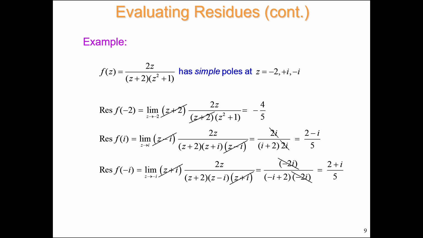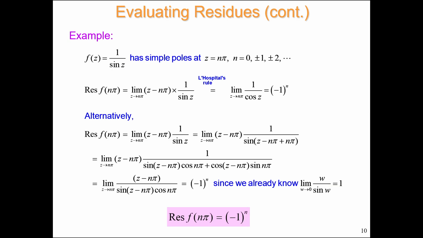Next, to find the residue of f at minus i. Residue of f at minus i equal to limit z tends to minus i, (z plus i) into 2z divided by (z plus 2)(z minus i)(z plus i). Here z plus i cancels. Finally we get the answer (2 plus i) divided by 5.